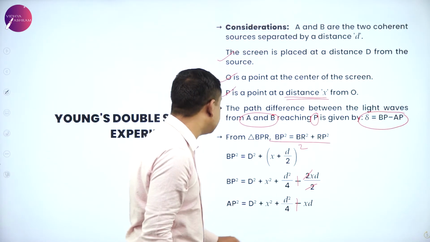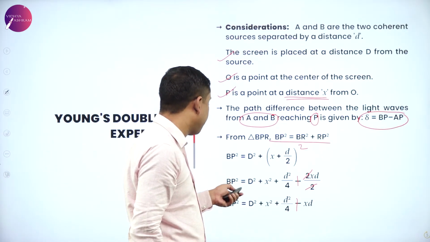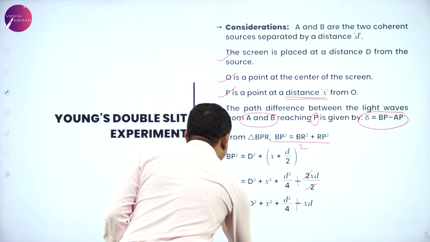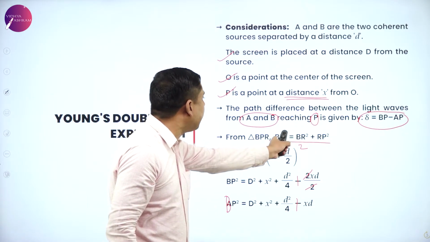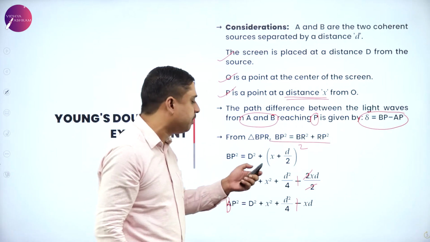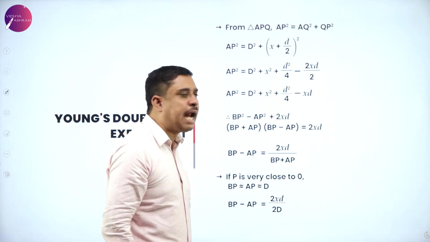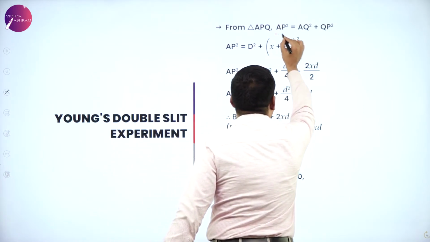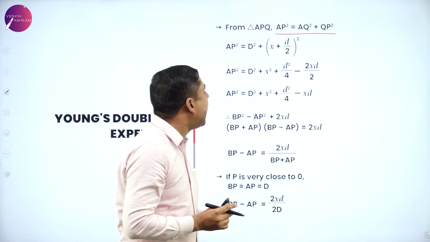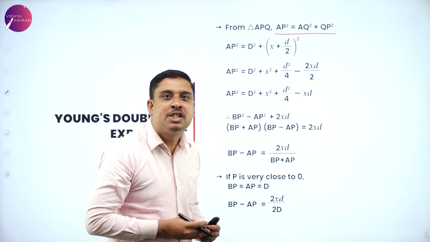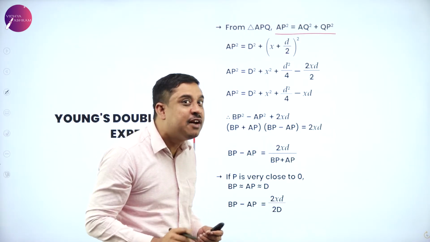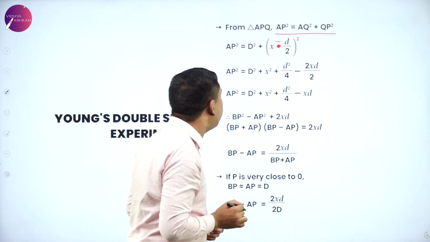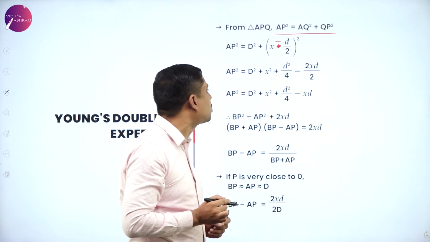This is BP square. So we have calculated BP square from the triangle BPR. Similarly, from triangle APQ, AP square is AQ square plus QP square. You have to observe the diagram. And this is now (X minus d by 2) whole square.